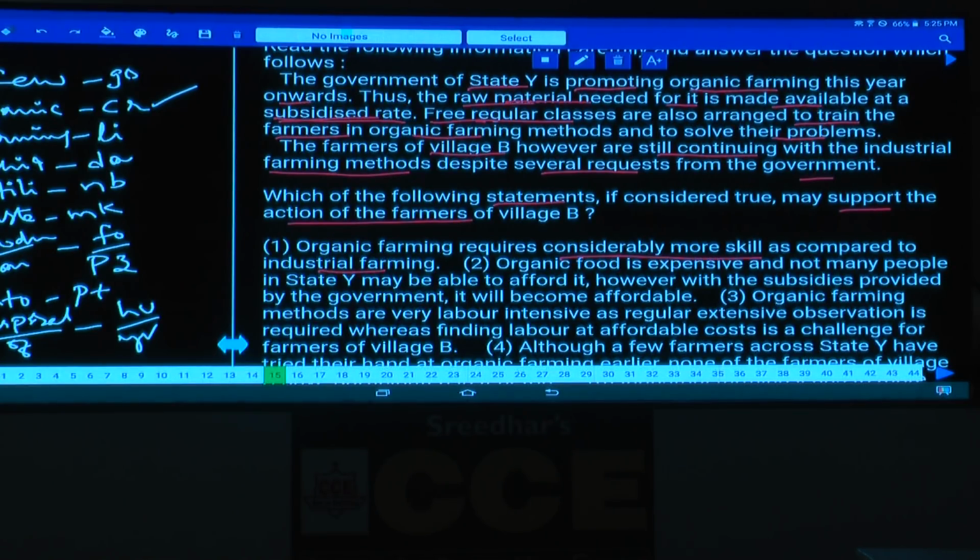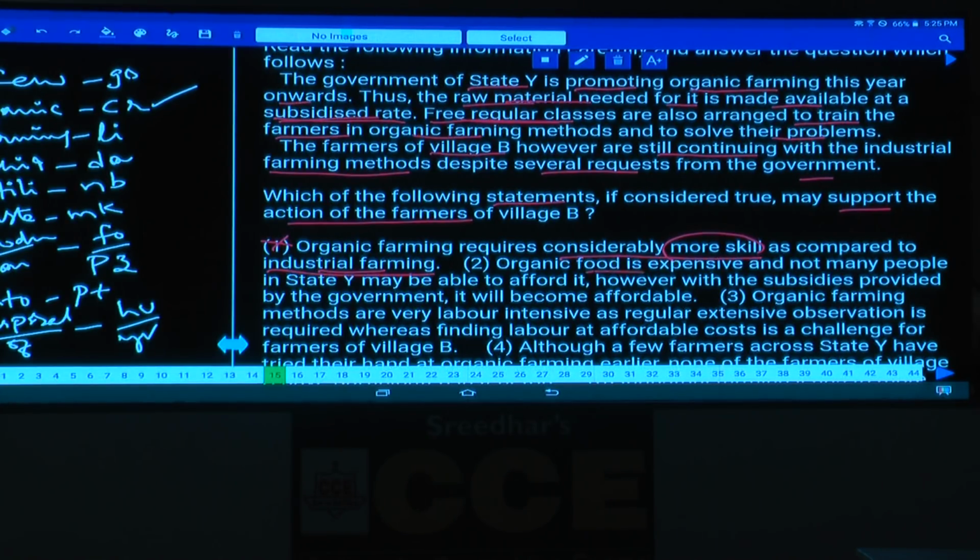If at all this is the reason, this reason can be solved by free regular classes, isn't it? The government is providing free regular classes. Hence, more skill is required, and in order to sort this out, the government is providing free classes. Hence, this cannot be a valid reason for the farmers of village B.